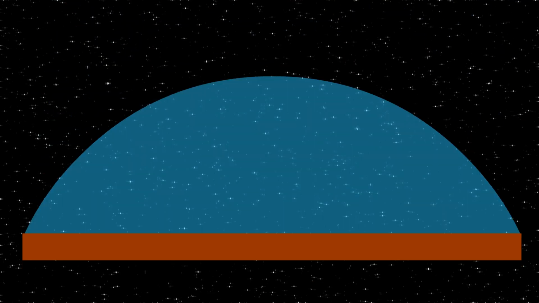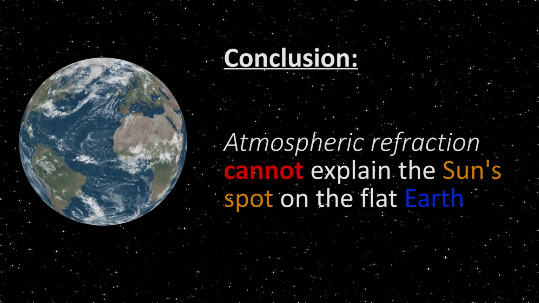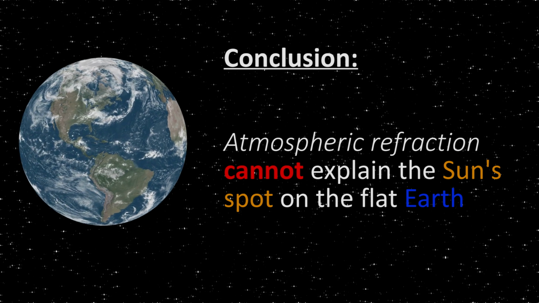Furthermore, even if it did work, as stated in a previous video, this would be in complete disagreement with the sunrise and sunset model, as it would cause the sun to appear higher in the sky and not lower as many believe. So atmospheric refraction cannot make the sun shine into a spot on the flat Earth.